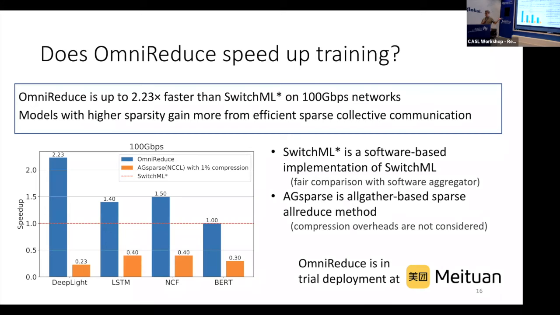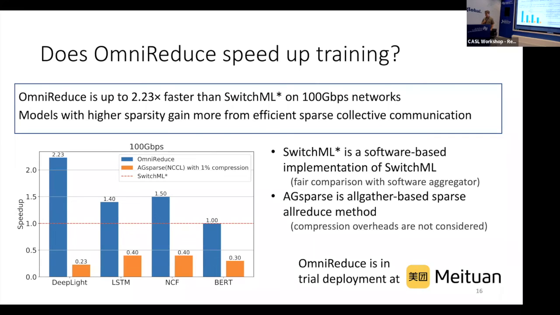So this is a speed up plot where the baseline is SwitchML itself, and OmniReduce could speed up SwitchML up to 2.23x faster on a 100 gigabit network. I should add that this was a software-based implementation of SwitchML, the protocol that I showed before, for fair comparison. Since we started building OmniReduce in software, we were not really sure about the capabilities of the switch, but in the end, we also made it work on the switch itself. So the blue bars are the speed up of OmniReduce. The orange bars instead are what you would get if you were to just take PyTorch and use their default AllGather-based sparse AllReduce methods today, which is definitely not comparable.